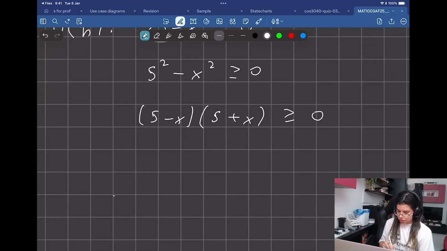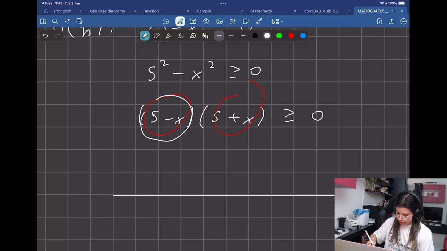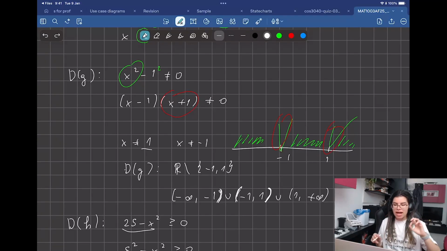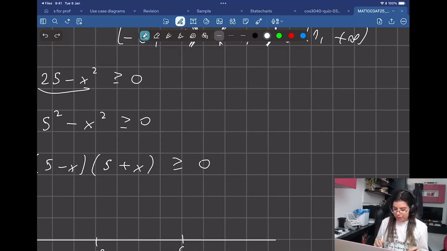Now I'm going to draw my number line. Obviously from here the roots are going to be -5 and 5. So for this case it's going to be 5. For the other one it's going to be -5. But now notice that previously we just needed this to be different from 0. However, now we have a stricter thing. Now we need it to be greater than or equal to 0.